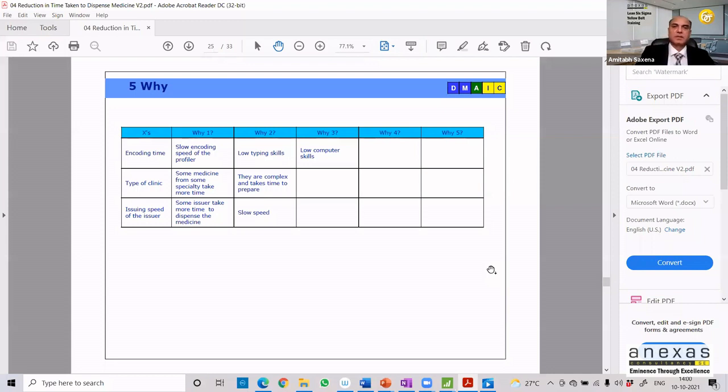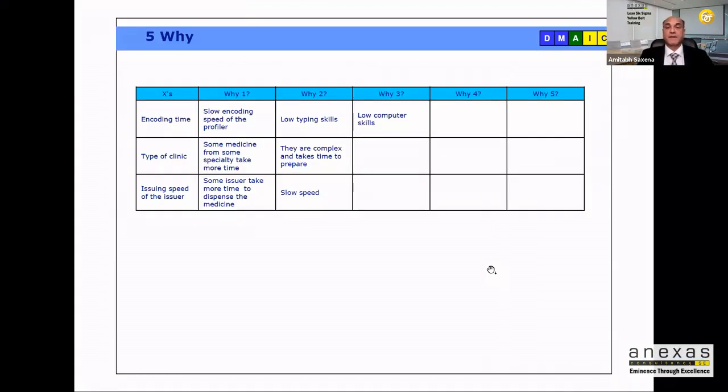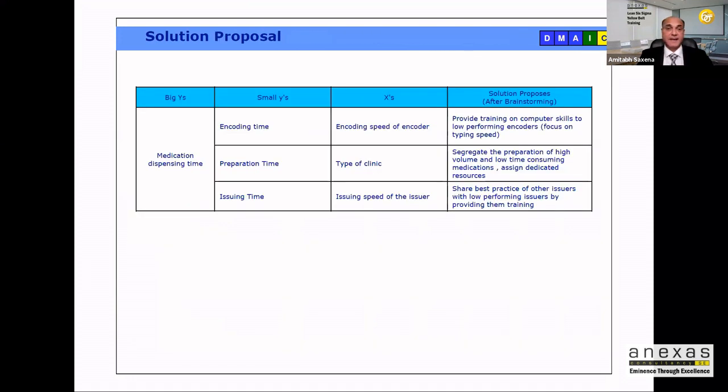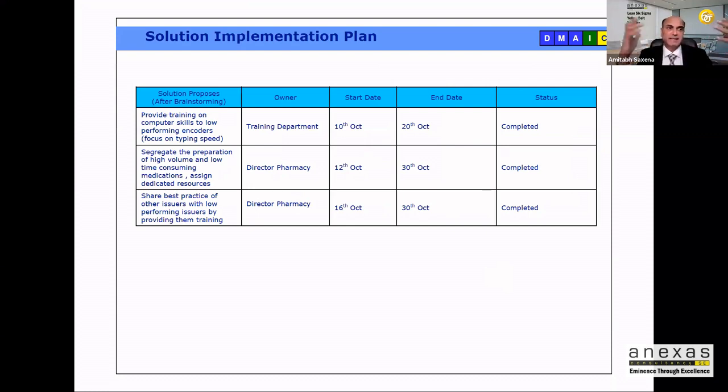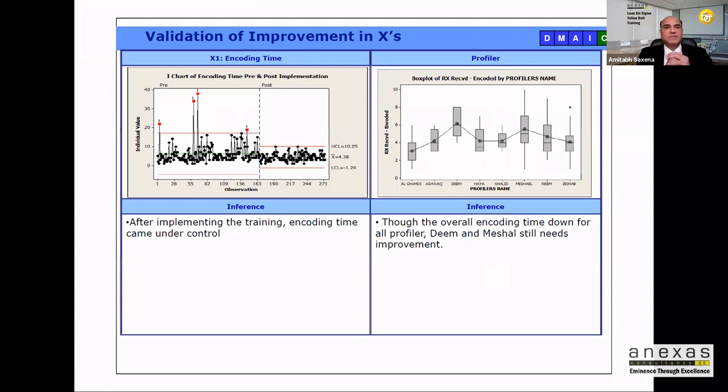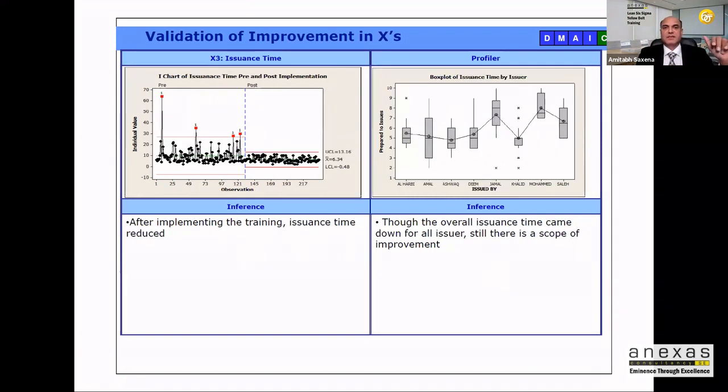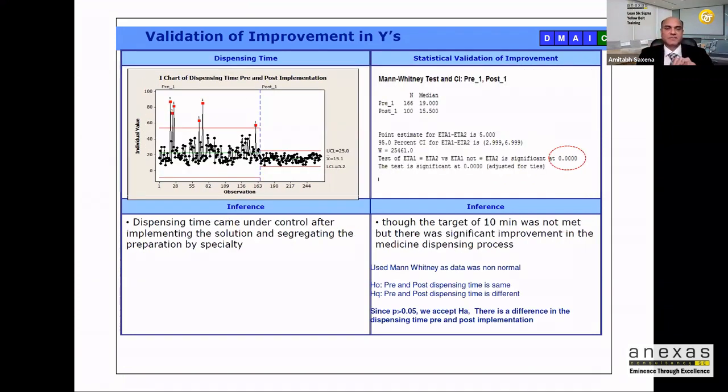And now, getting back to our dispensing time project. Here we have generated some good ideas, and once these ideas are implemented, we make a proper implementation plan. And once these ideas are implemented, of course, we will be able to prove that yes, the time has really decreased. That's how a typical project is done.